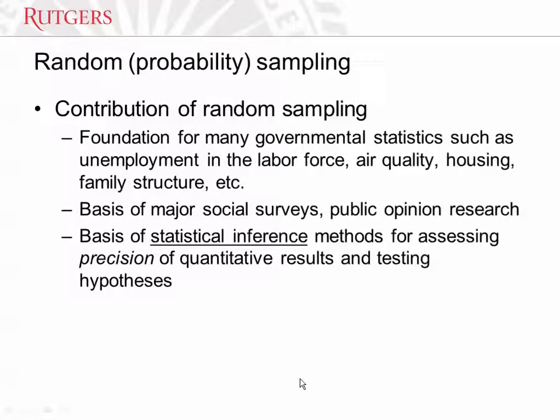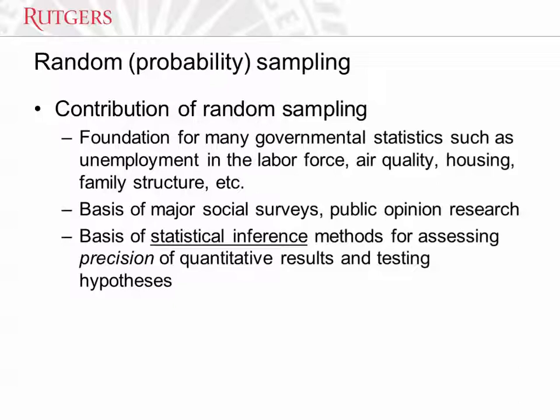So now we're going to shift to the topic of random or probability sampling. Those concepts mean the same thing, but this is a really important topic in modern research because the invention of random sampling has allowed researchers to do a much better job of representing large populations, mass societies, with the tools of research. So the contribution of random sampling has been very large and widespread.